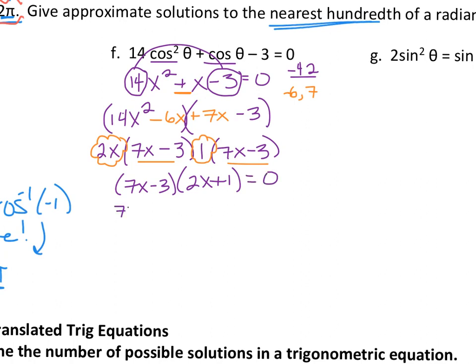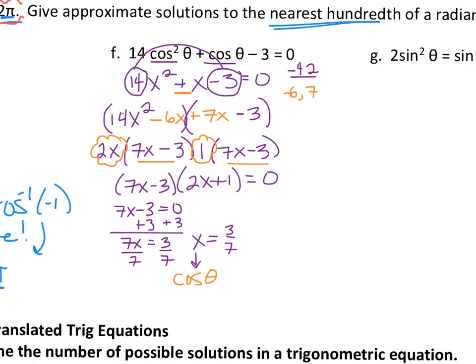If we take 7x minus 3 and set it equal to 0, we have to get x by itself. I'm going to add 3 and divide by 7. And we get x equals 3/7. If all we were doing was solving a quadratic equation with x squared, we'd be done here. But guess what? This is now using trig terms. So instead of x, we actually now have to substitute in cosine theta. But at least cosine theta here is by itself.